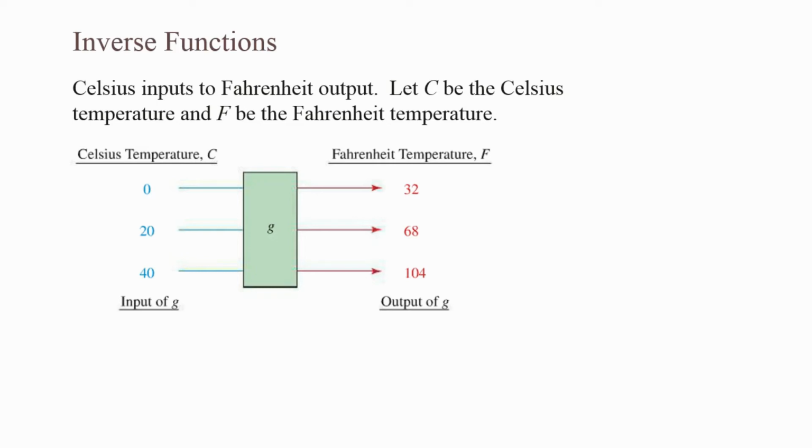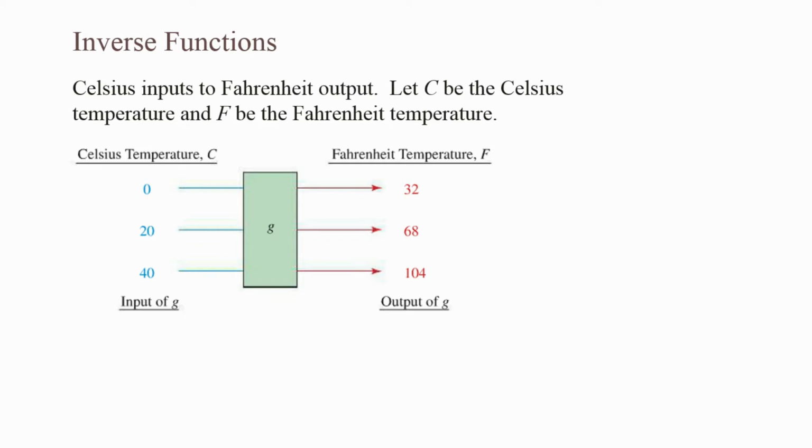Inverse functions. Celsius inputs to Fahrenheit outputs. Let C be the Celsius temperature and F be the Fahrenheit temperature. The function g converts Celsius temperatures to Fahrenheit temperatures. If my input is a Celsius temperature of 0, then the output is a Fahrenheit temperature of 32.